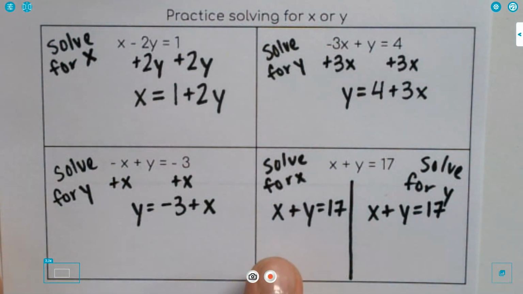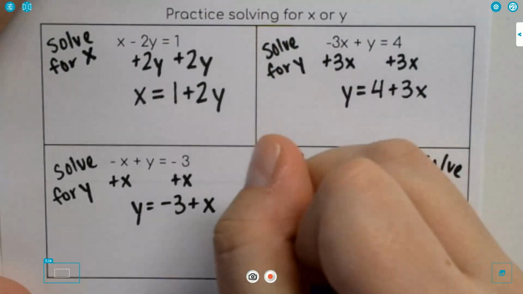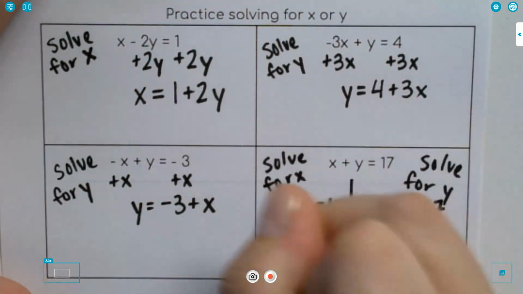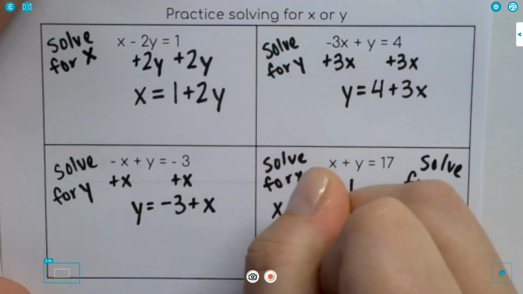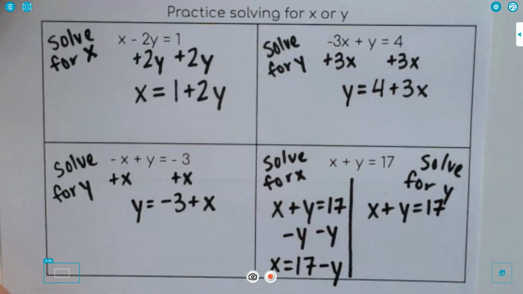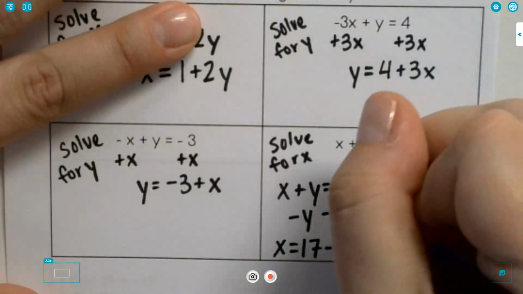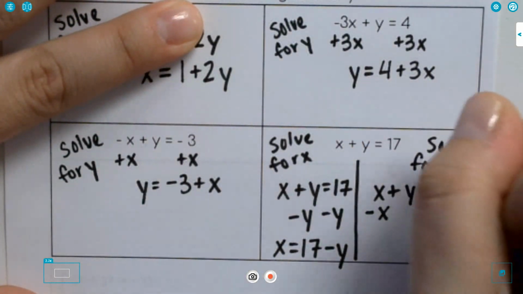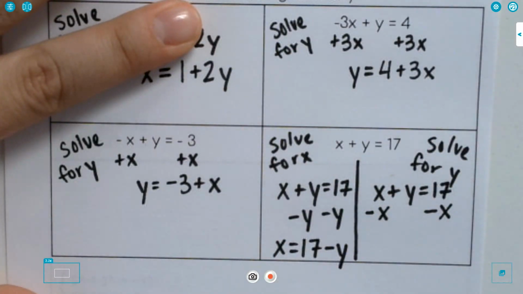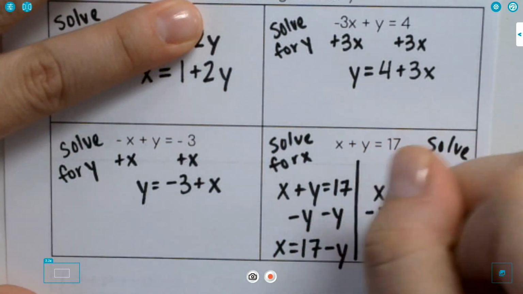If I were to solve for x, I would need to subtract away the y. I would get x equals 17 minus y. If I were to solve for y, I would need to subtract away the x. Put your calculators down. We're not using calculators for anything right now. And I would get y equals 17 minus x.